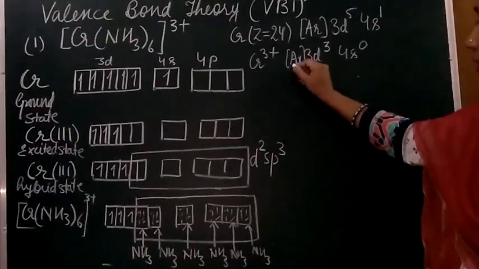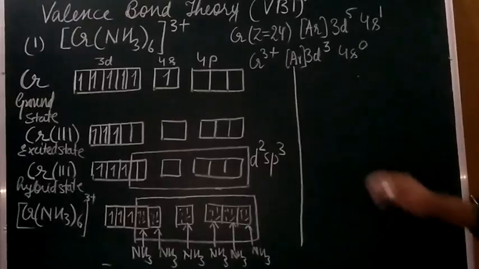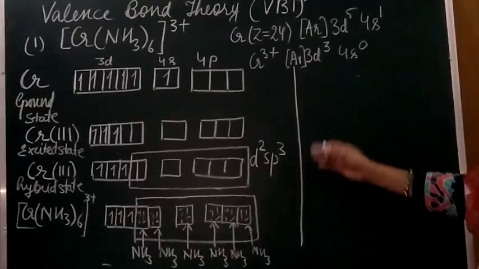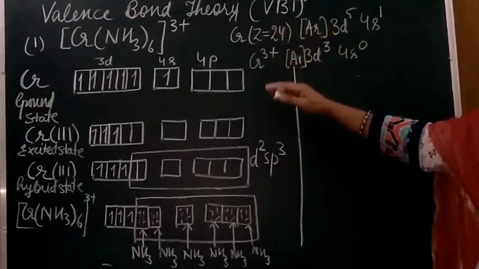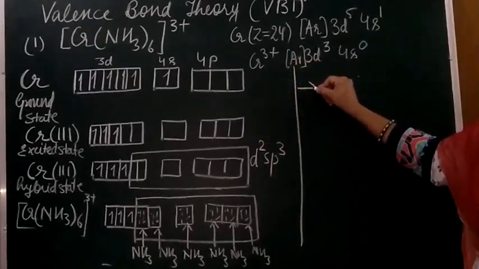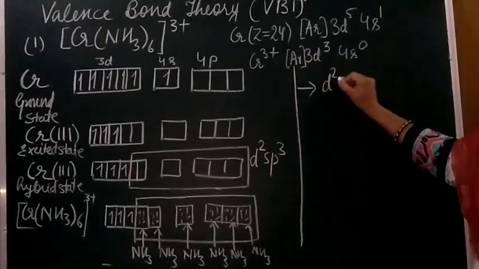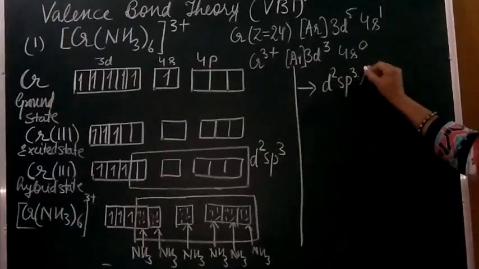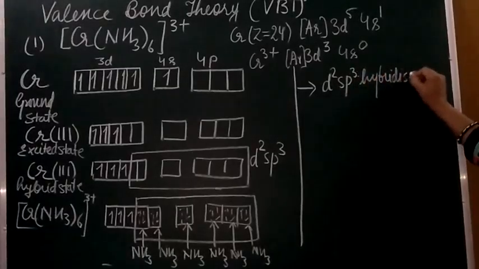Now after showing the hybridization, we are coming to the characteristics of this complex, which we have come to know after going through this. So the first one is that the hybridization involved is d2sp3 hybridization.